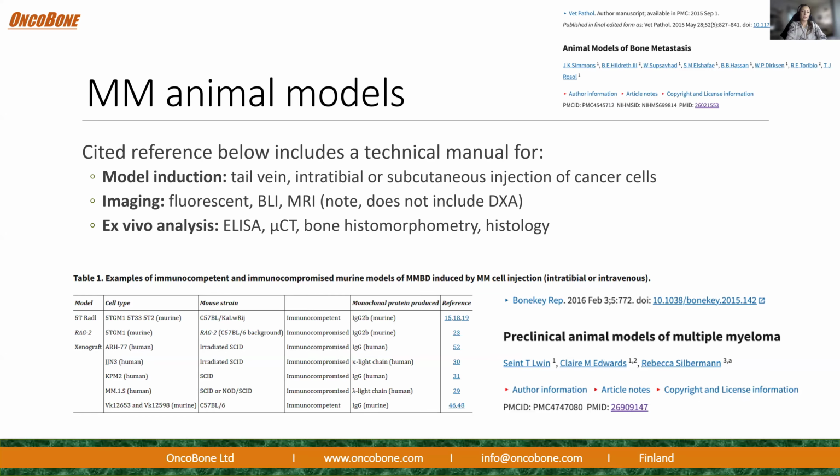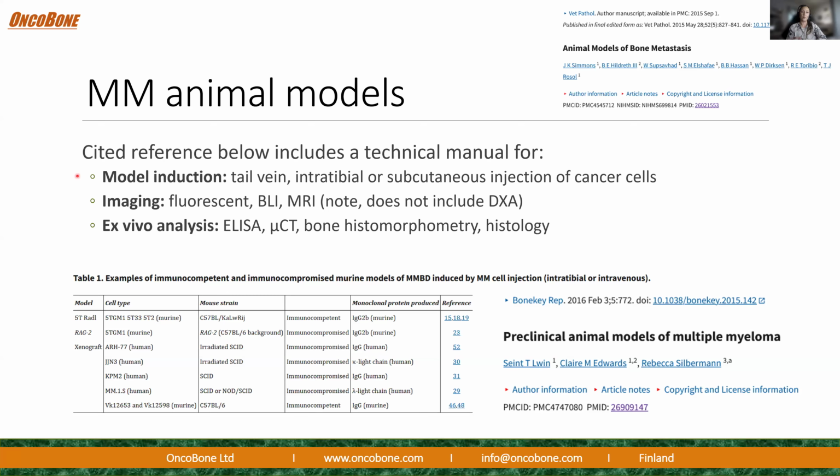I wanted to start this part by giving you a reference of a paper mentioned here at the bottom. This is a really useful technical guideline or manual if you are considering starting to work with multiple myeloma animal models. It will give you a protocol-level overview of what you should be doing and for what reasons. This paper will describe the different model systems mentioned here.